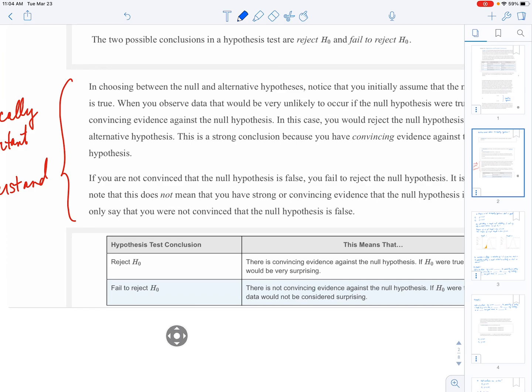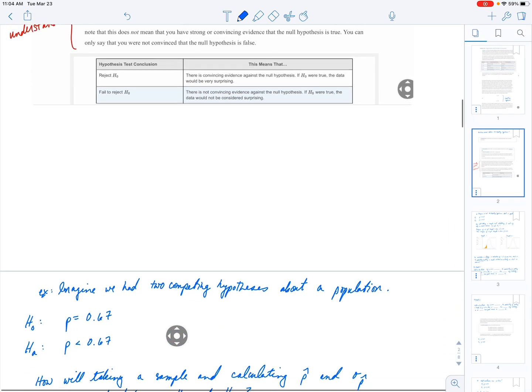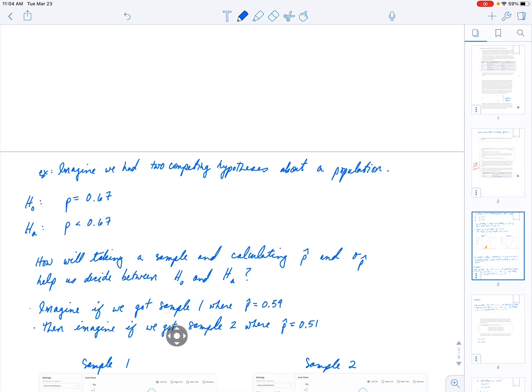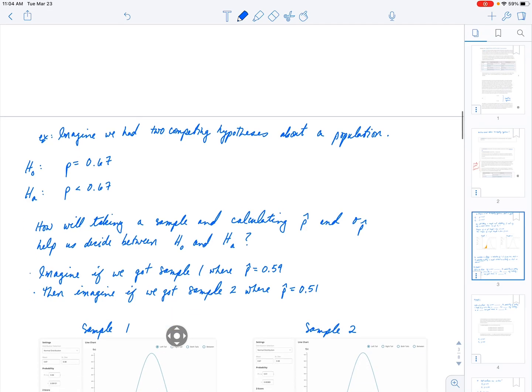Let me give you an example before we get too far into this. Here's an example to think about this. Imagine we had two competing hypotheses about a population. This is the null hypothesis, and I know it's the null hypothesis because of the little sub-zero right there. The null hypothesis is simply that the population characteristic is 0.67.